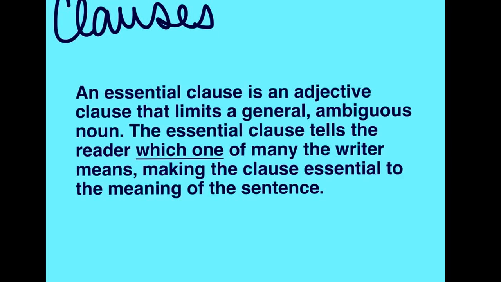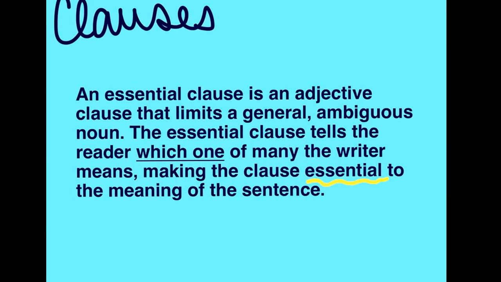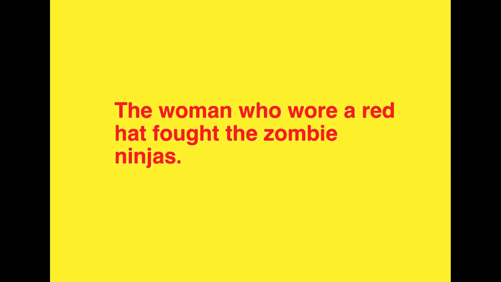An essential clause is an adjective clause that limits a general ambiguous noun. The essential clause tells the reader which one of many the writer means, making it essential to the meaning of the sentence. This will be clearer with some examples. Check out the following sentence. The woman who wore a red hat fought the zombie ninjas.